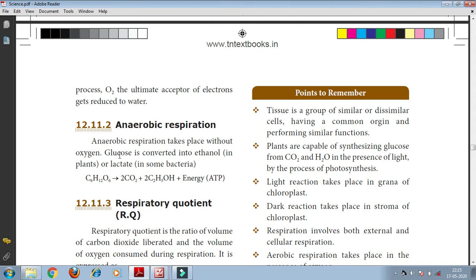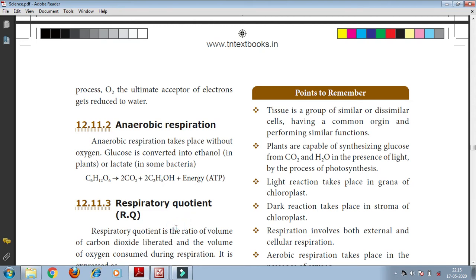Now we can see anaerobic respiration. This takes place without oxygen. As I told you before, it is converted into ethanol or lactate. That means ethanol in plants, lactate in some bacteria. Here you can see the ethanol, C2H5OH, and lactate in some bacteria.